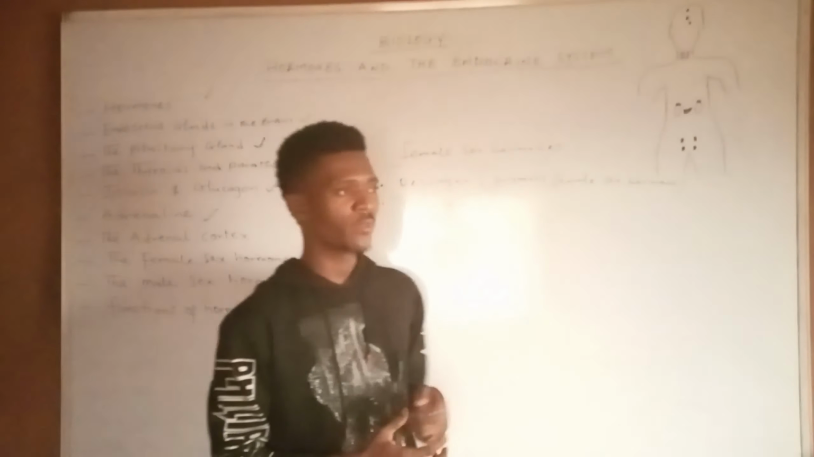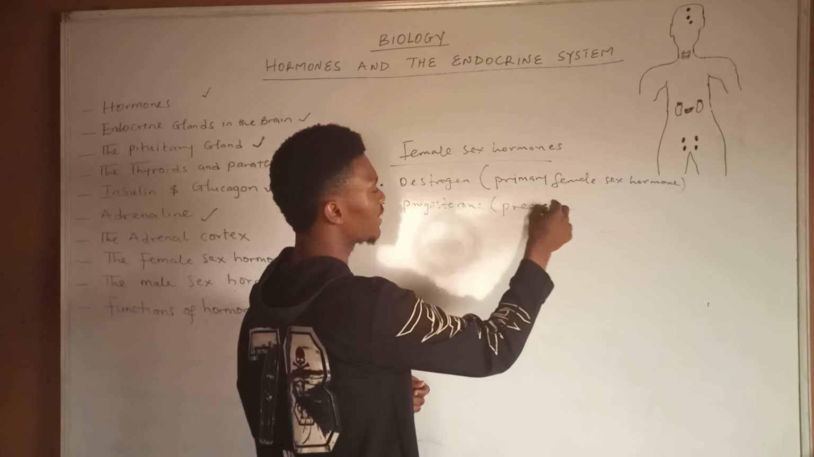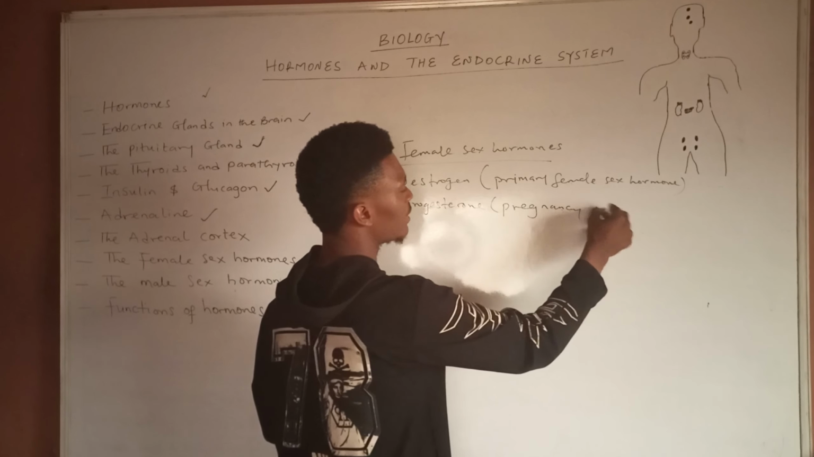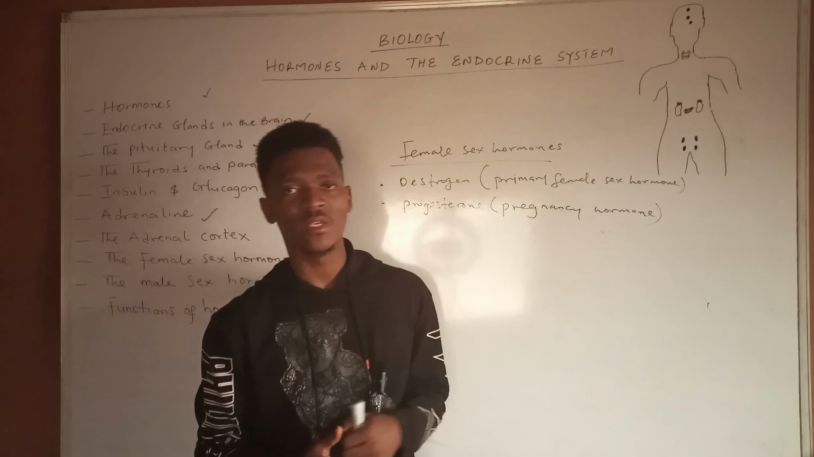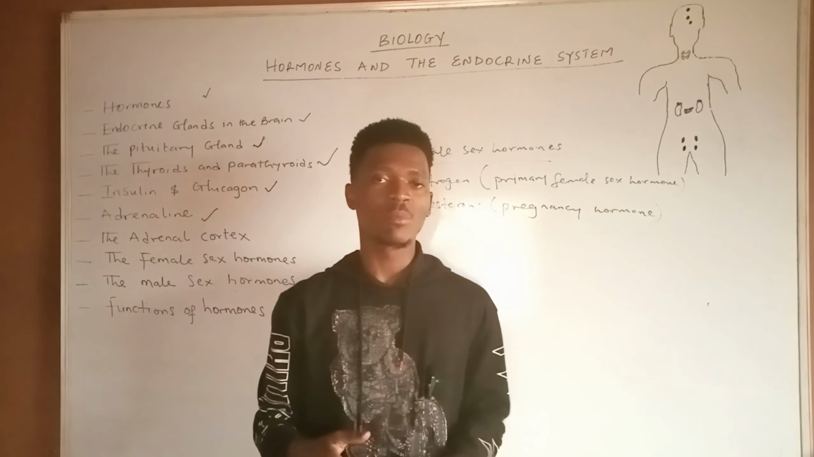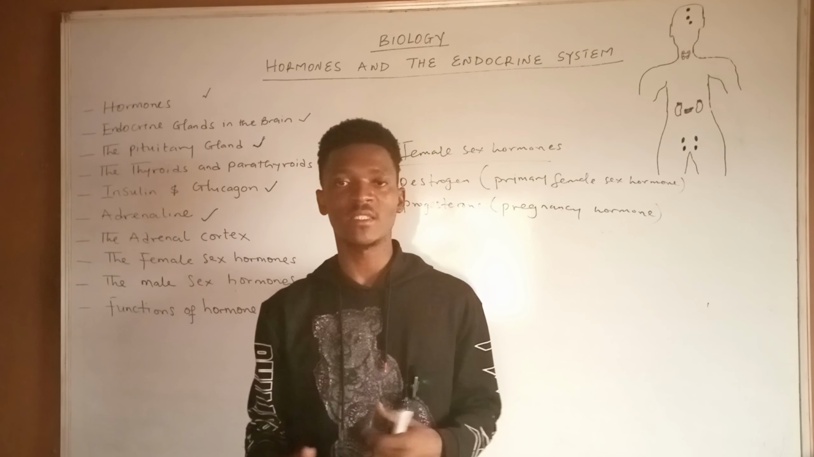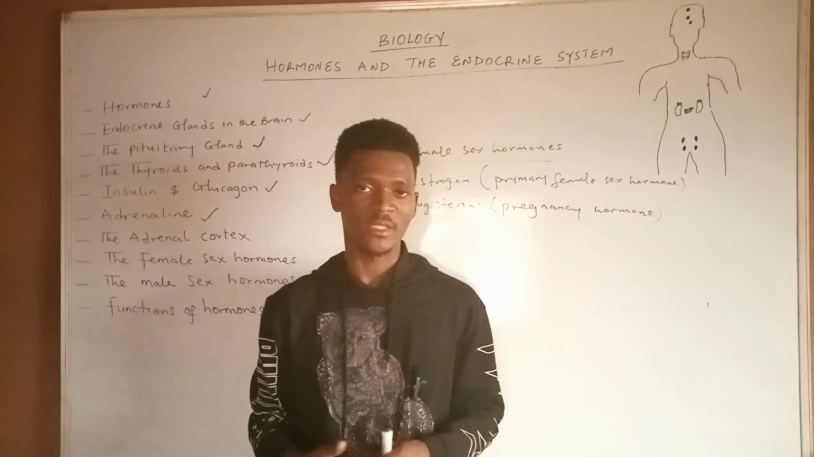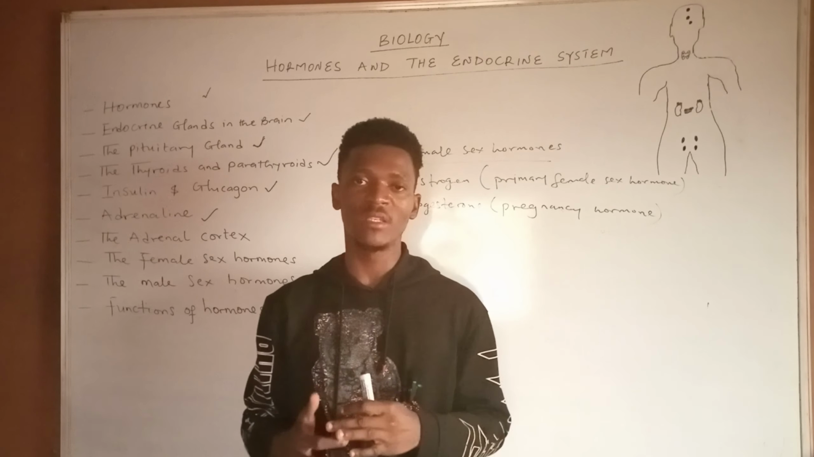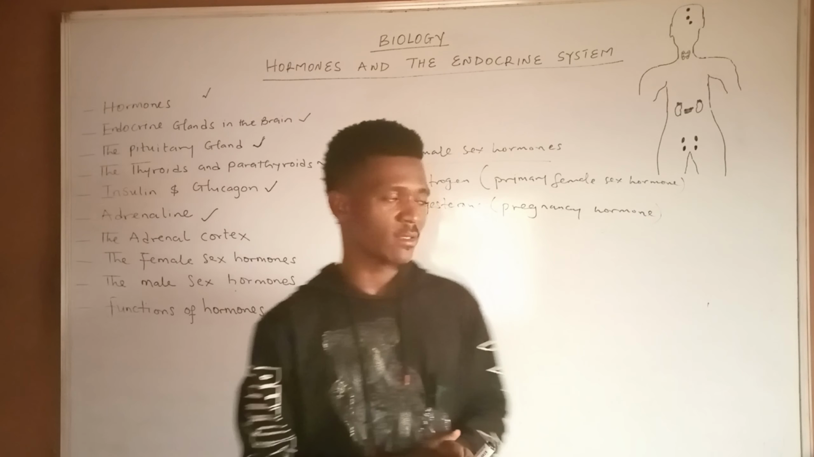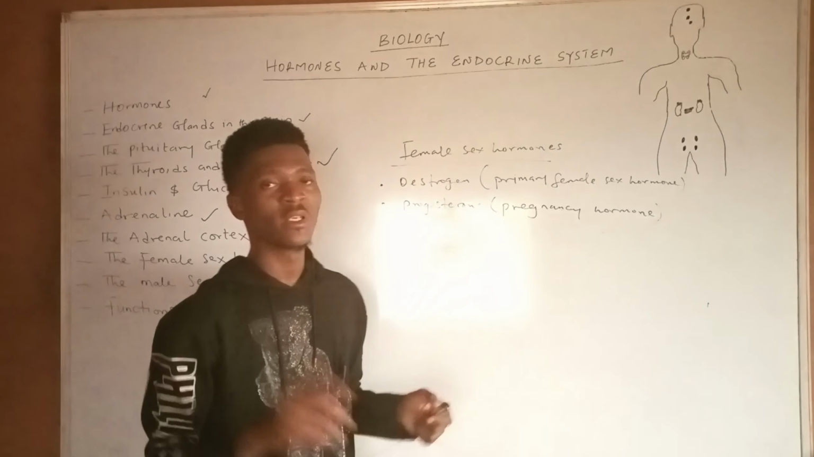Then progesterone is called pregnancy hormone. The reason why it is called pregnancy hormone is that it prepares the uterus or the womb for the implantation of an embryo into it, for the developmental stage of the embryo. You understand? So the thing is this, that this is called pregnancy hormone because it is actively involved during pregnancy. All right, but the primary female sex hormone still remains estrogen.